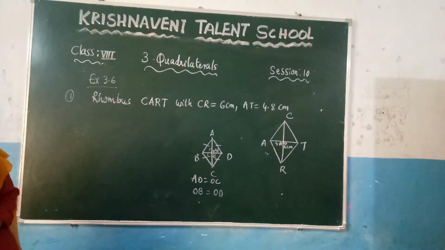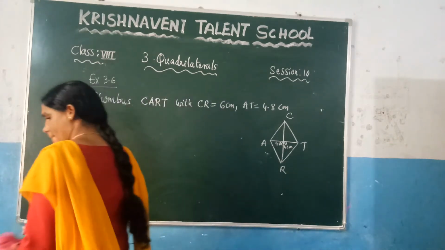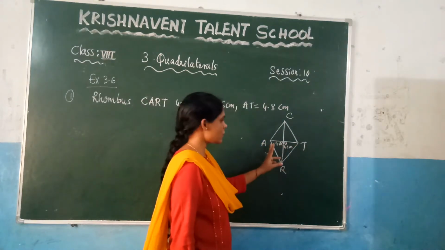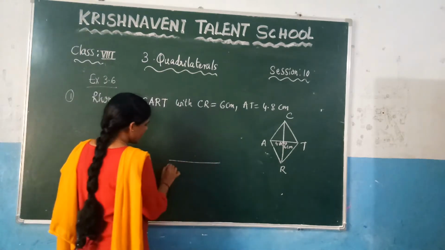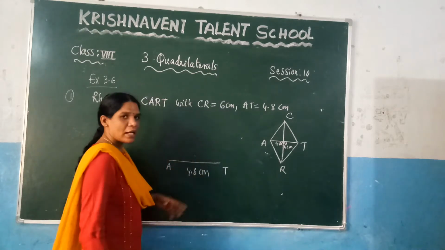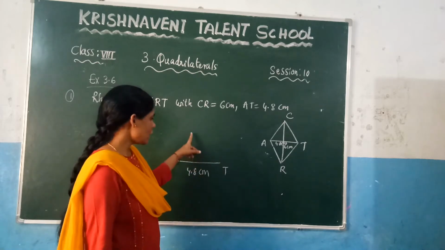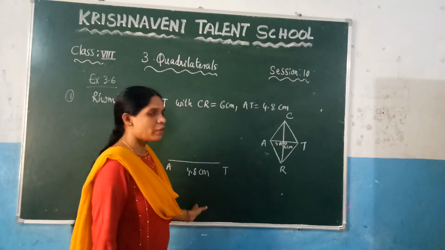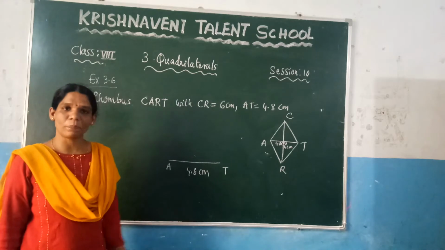Now see how to construct the rhombus. First, what do we need to do? First, you need to draw the base. What is the base? AD. So first you need to draw AD, which is 4.8 centimeters, right? It is one of the diagonals of the rhombus. You know that the diagonals bisect each other perpendicularly, so you need to draw a perpendicular line. How to draw it? You just need to draw the perpendicular bisector.